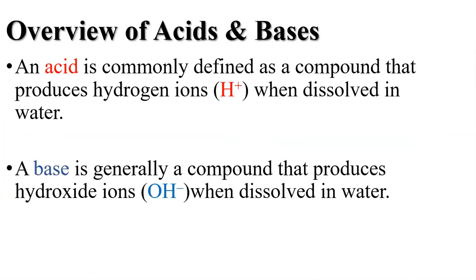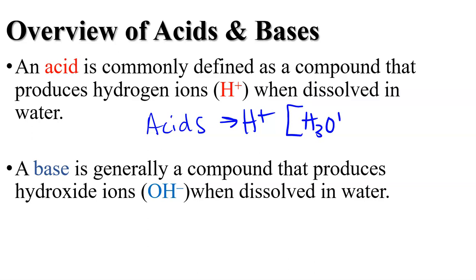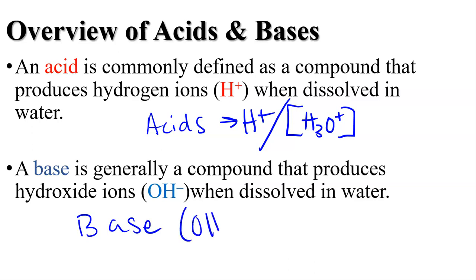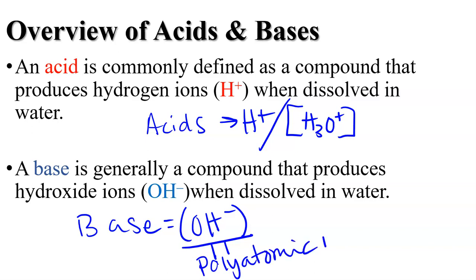An acid is commonly defined as a compound that produces hydrogen ions when dissolved in water. So, let me find my pencil. There it is. So, acids create hydrogen ions or the H3O plus, either one of those. And a base is generally a compound that produces hydroxide ions, OH negative, when dissolved in water. Your hydroxide ion is also a polyatomic ion. It's one of those we had to learn last semester, I think.